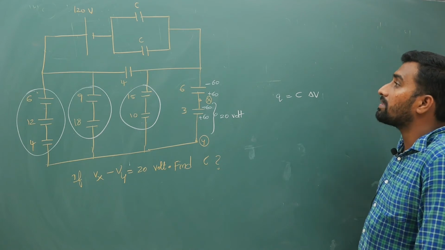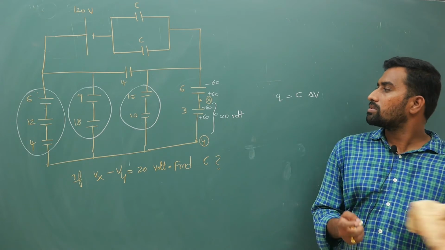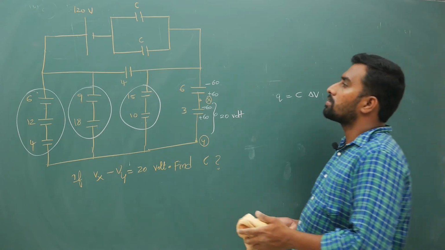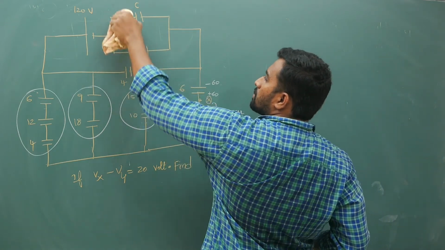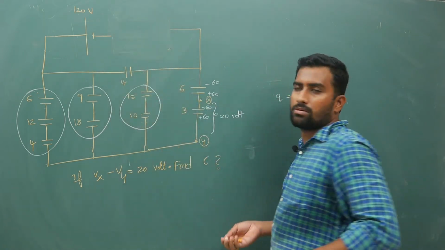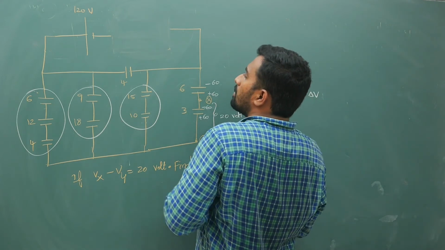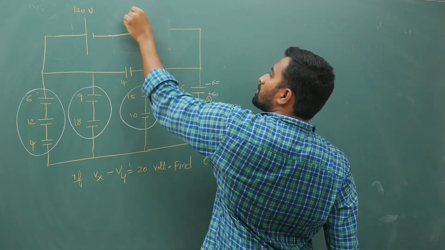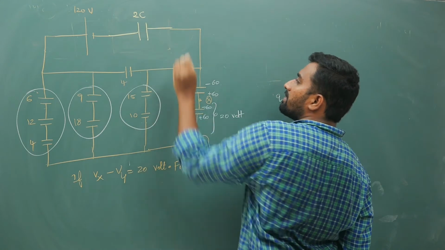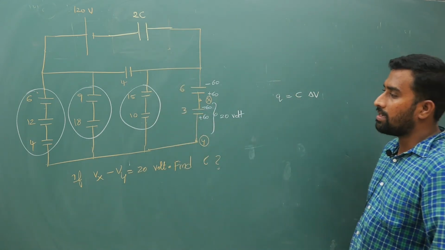Vx minus Vy is given as 20. At each step I will try to simplify the circuit. So these two C's can be replaced with a single capacitor of 2C. I hope you have copied the question properly. So first, these two are in parallel, I can replace them with 2C. I am supposed to find that out, how much is the value, don't worry.